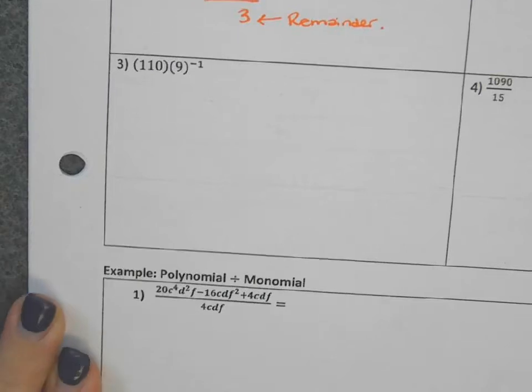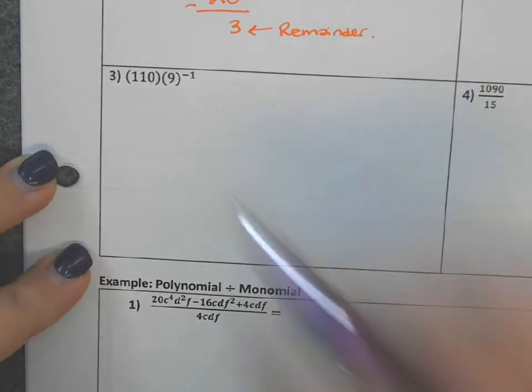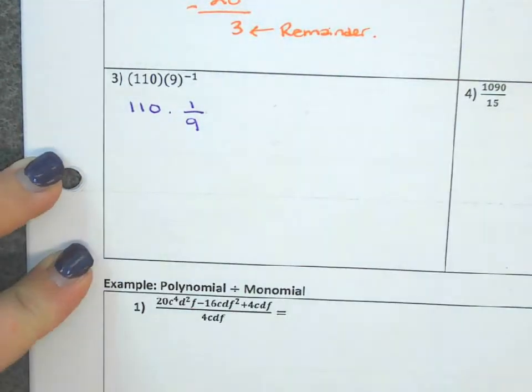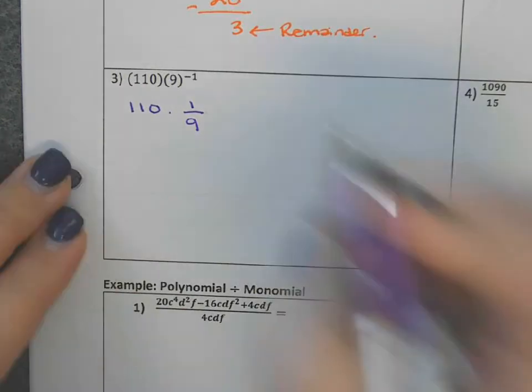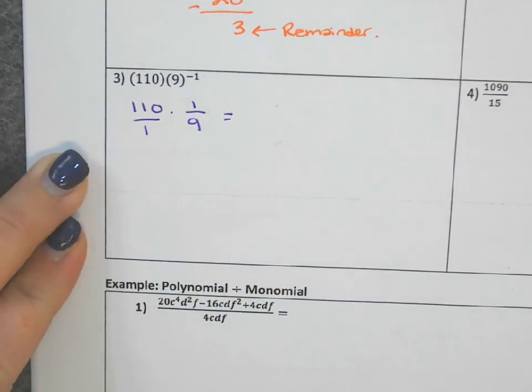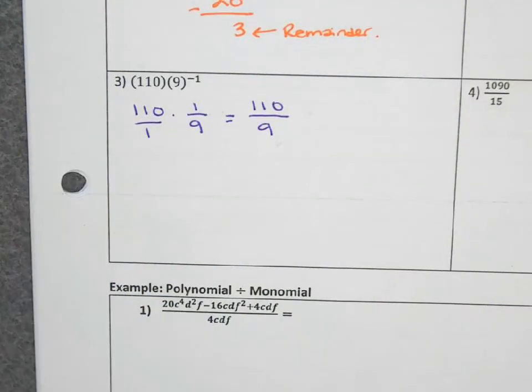I saw some weird things written when I was walking around on this next one. 110 times, what is 9 to the negative first power? 1 over 9. Yes, 1 over 9. So the problem I actually have here is 110 times 1 over 9. Isn't this the same thing when I multiply fractions together that I multiply across the top, multiply across the bottom? I really just have 110 divided by 9 there.